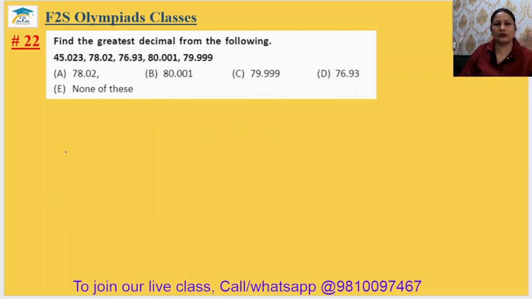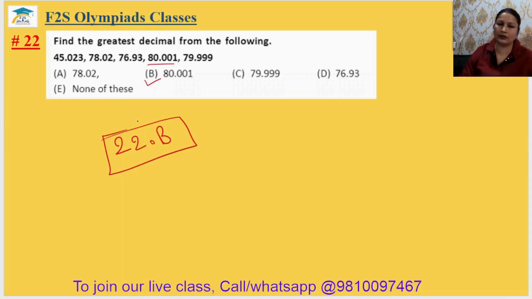Come to question number 22. Find the greatest decimal from the following. So we will first check the integral part. Whose integral part is greater? So 80's integral part is greater. That's why we will go with option B. The 22nd answer will be B. The greatest integral part will be the greatest decimal.